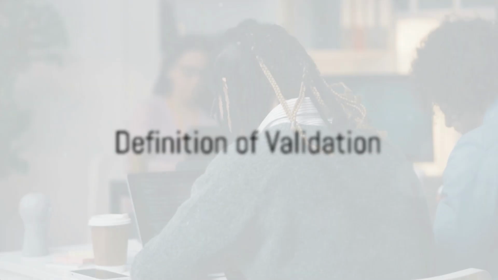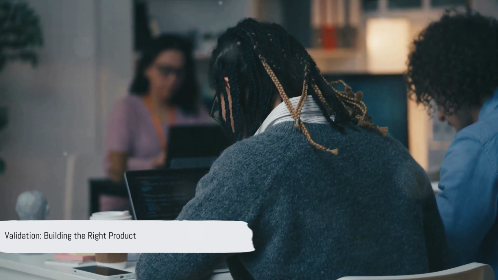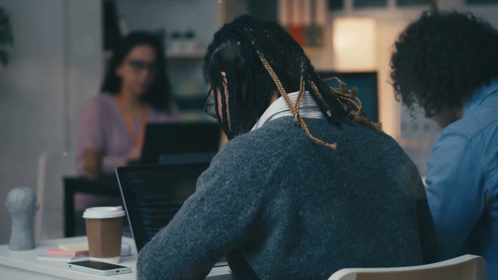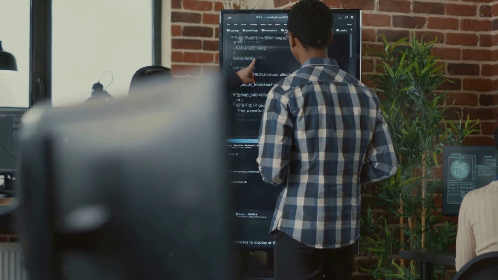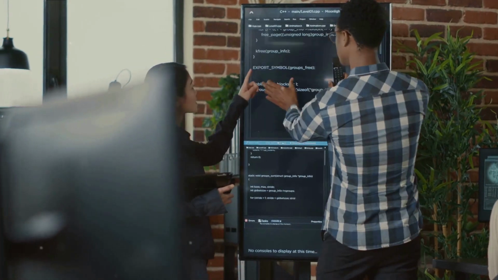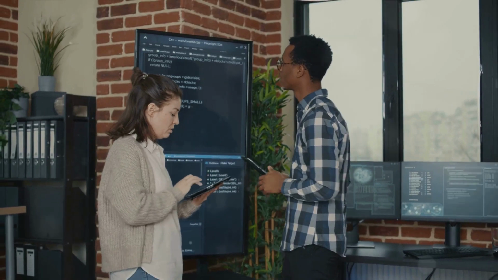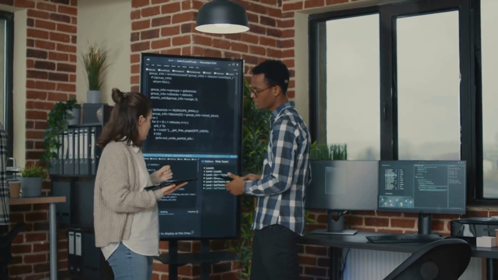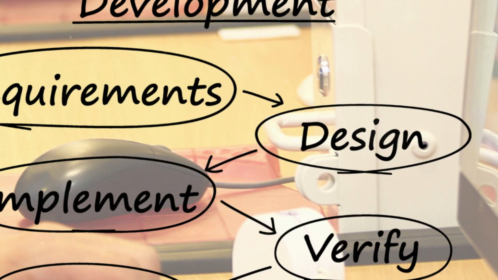Now that we understand verification, let's move on to validation. What does it entail? Well, the term validation might sound complex, but it's actually a straightforward concept in the world of software development. If verification is about ensuring that we're building the product right, validation is all about making sure we're building the right product. It's the process of evaluating software during or at the end of the development process to determine whether it satisfies the specified requirements.